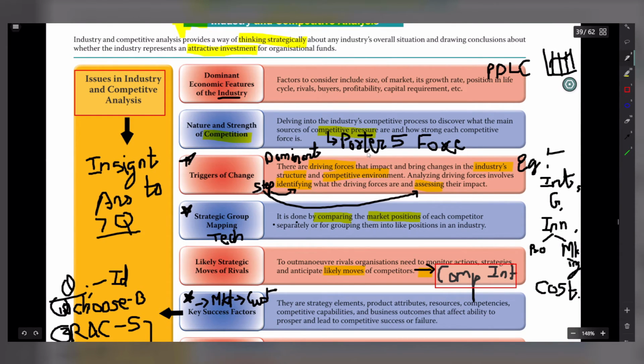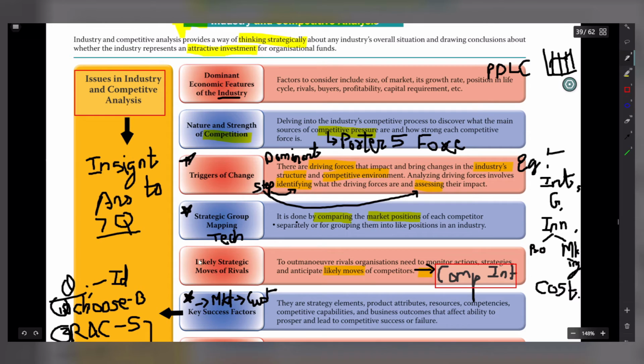The nature and strength of competitors, how the competitors are, has been defined by Porter's 5 forces model. The triggers of change are the driving forces which affect and bring a change in the industry structure and competitive environment. We need to take 2 steps: identify such triggers of change and assess their impact. Examples of such triggers of change are globalization, internet, e-commerce, innovation. Innovation can be in the form of product innovation or marketing innovation. Cost can also be a trigger of change.